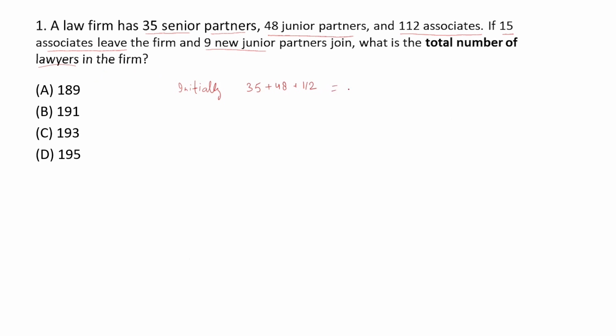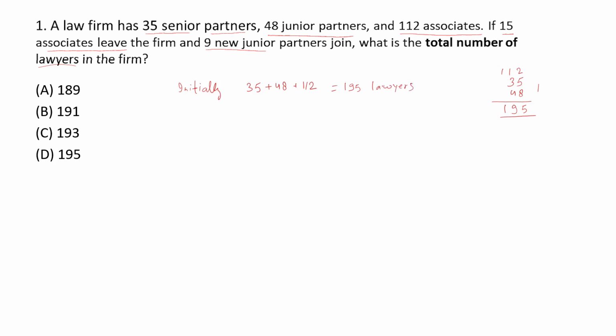Now, add them up. How do you add these big numbers 35, 48, and 112? You start from here, so this line should match. Now 2 plus 5 is 7. 7 plus 8 is 15. Remainder is 1. Then 4 plus 3 is 7, plus 1 is 8, plus 1 is 9, and 1. So initially we had 195 lawyers, right?